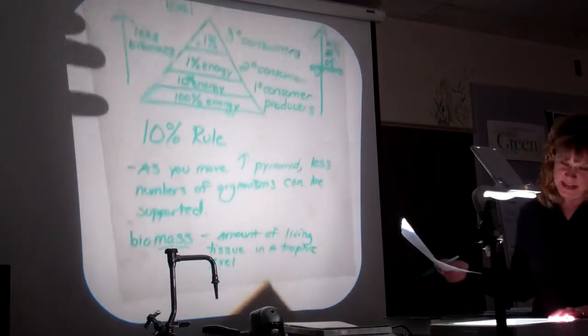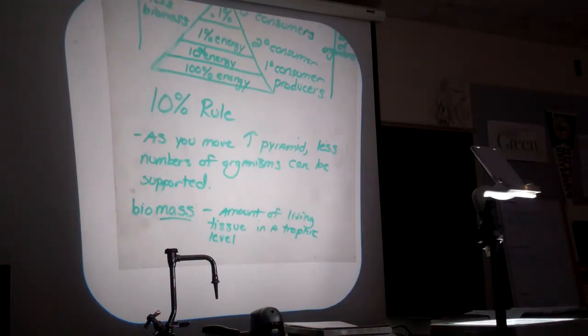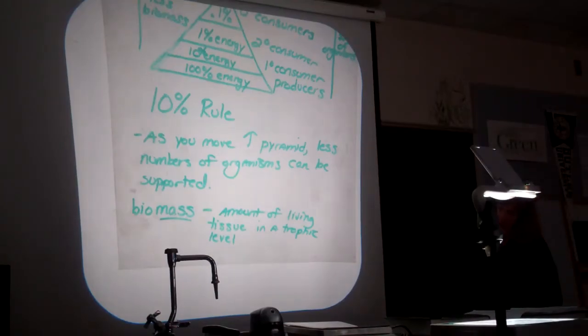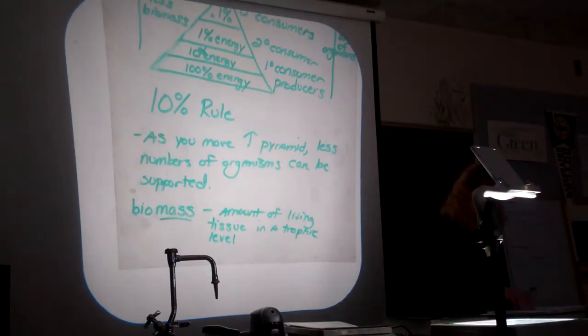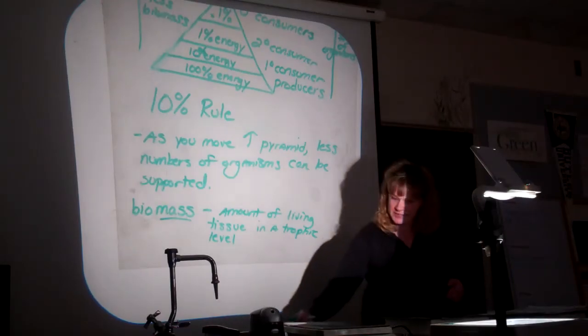Okay. By the way, 10% rule. Actually, this is just kind of reinstating what I just said. The 10% rule. As you move up the pyramid, less number of organisms can be supported. Biomass, the amount of living tissue in a trophic level. And remember, we also said as you go up the pyramid, you get less biomass. So it's simple. This is actually not meant to be very, very difficult stuff, so that's the good news.